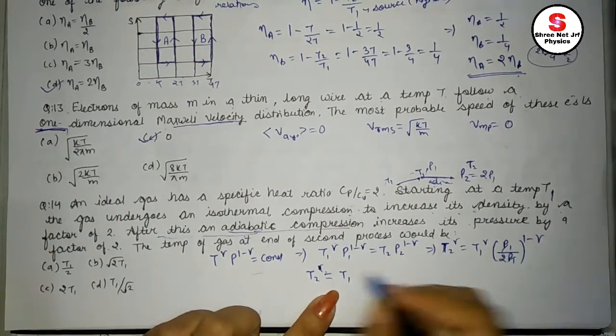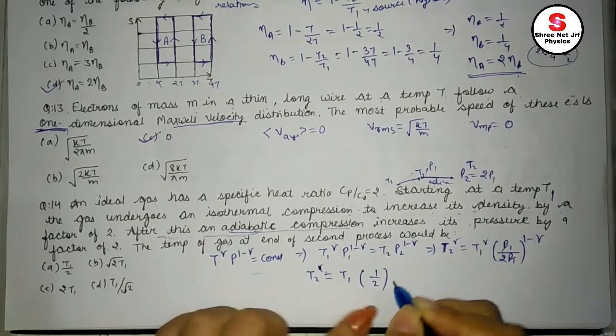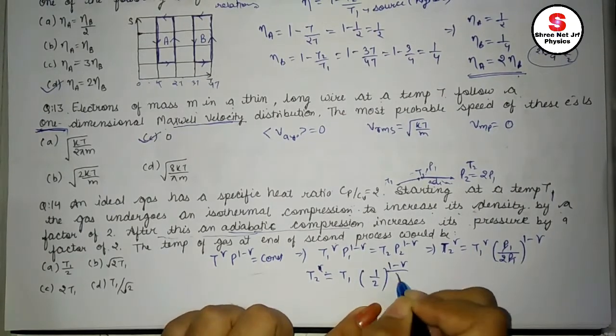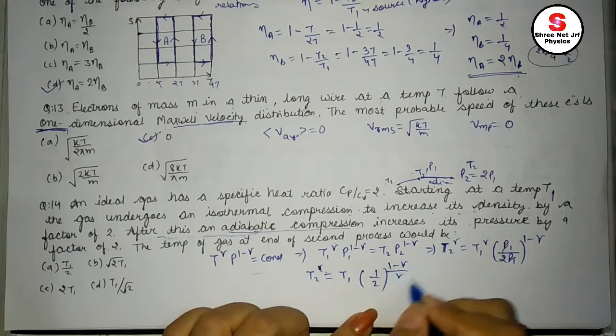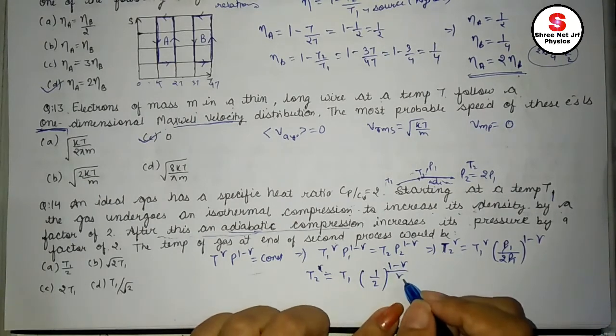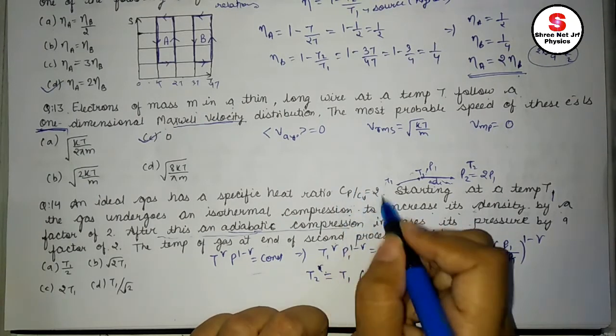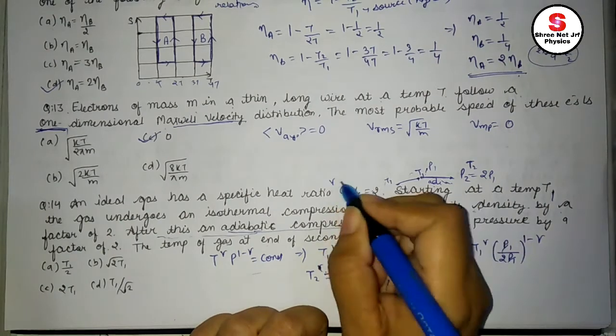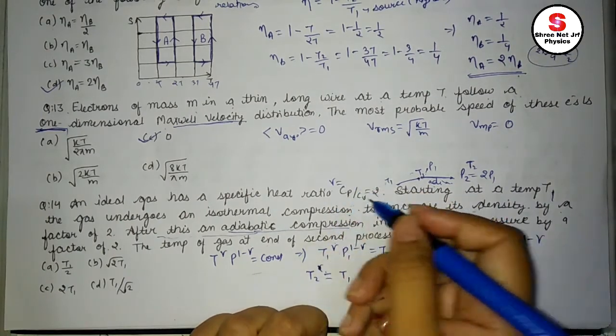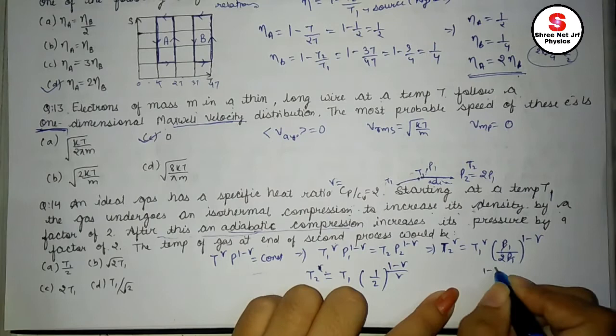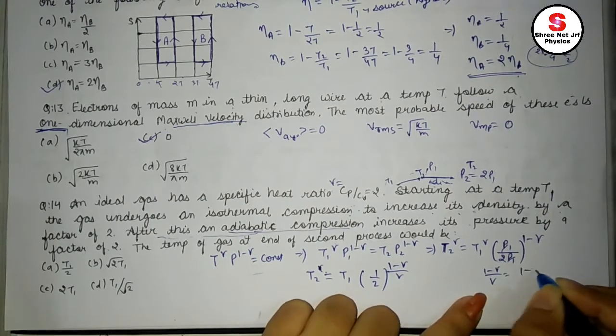T2 equals T1 times 1 by 2 to the power (1 minus gamma) divided by gamma. I just need to calculate this thing. What is (1 minus gamma) by gamma? We are given Cp by Cv equals 2. What is gamma? Gamma equals Cp by Cv. That means gamma equals 2. Then (1 minus gamma) by gamma equals what? (1 minus 2) by 2 equals minus 1 by 2.